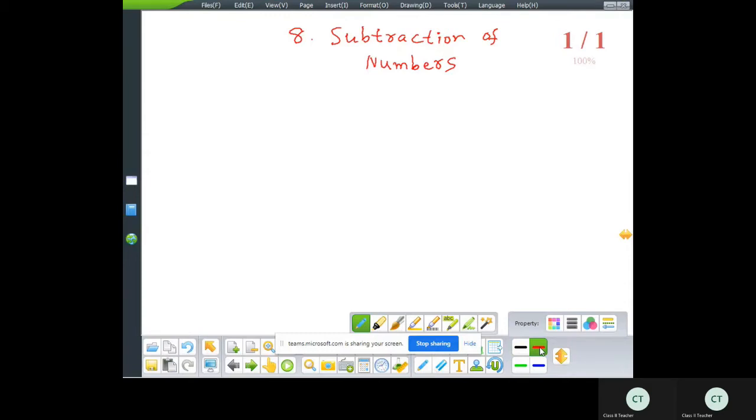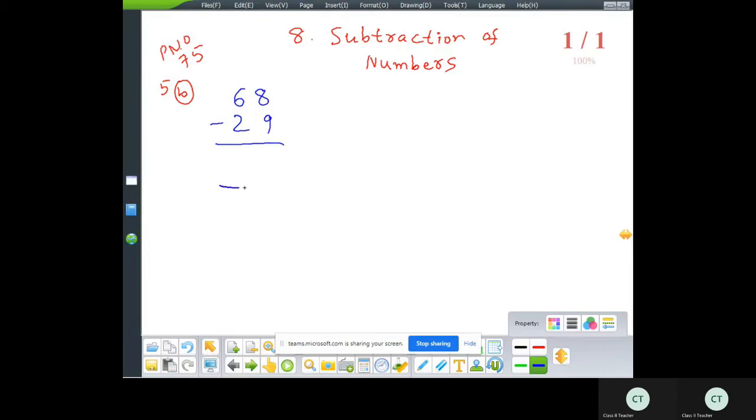Yes, question B. Page number 75. Question number 5. B, 68 minus 29. Answer from Madhavi, 49. If it is correct, no problem. If the answer is wrong, we write the correct answer in this bracket.